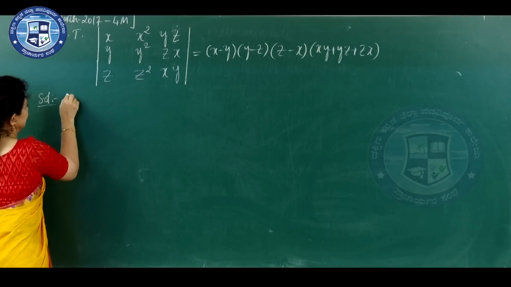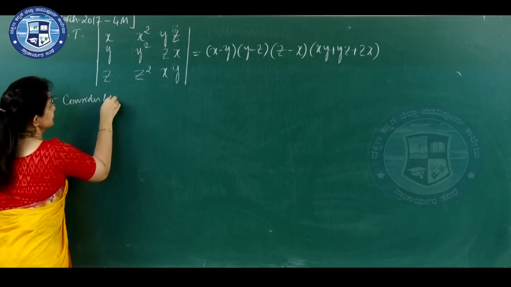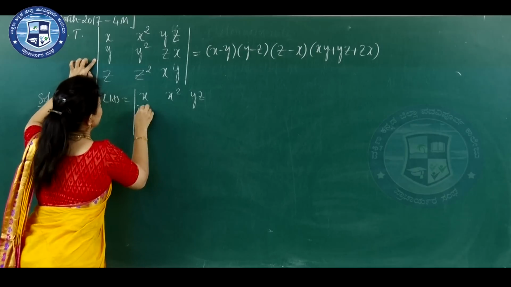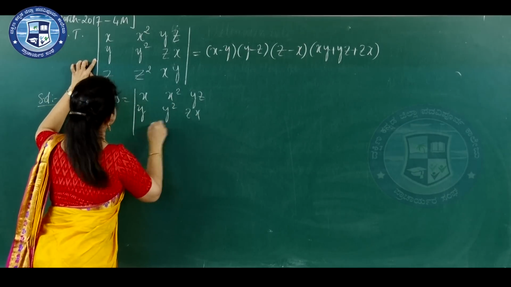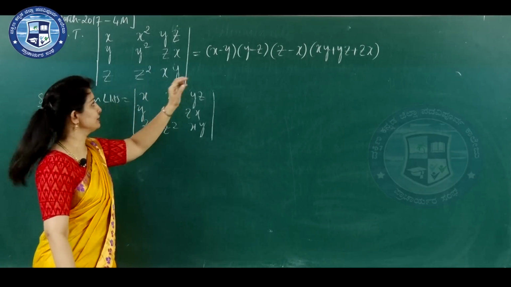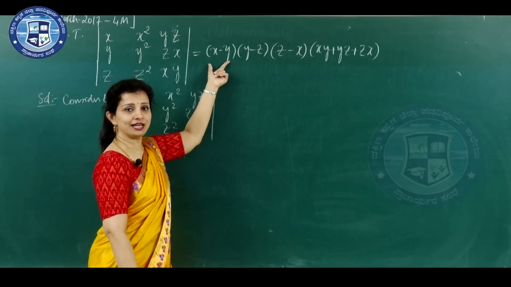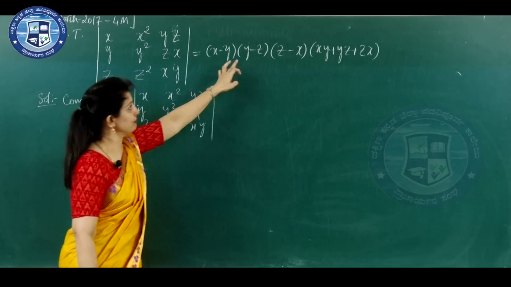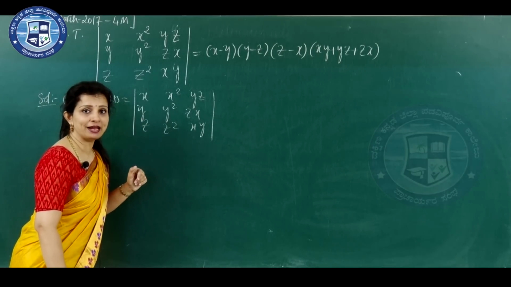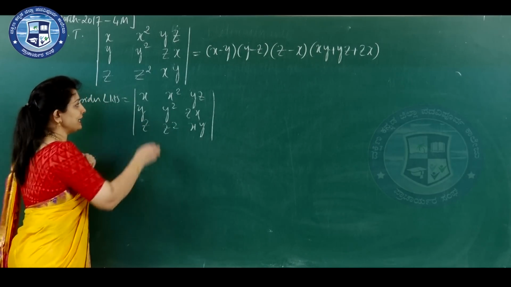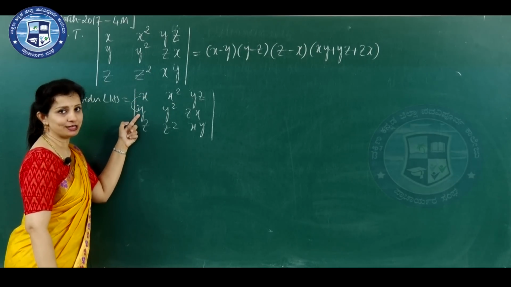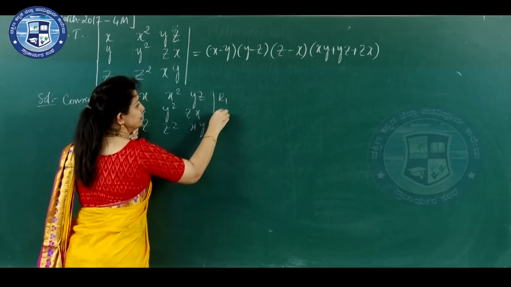Solution, consider LHS, which is equal to x square yz, y square zx, z square xy. Look at the RHS, what do we have to get? Which are the factors? We have to get x minus y, y minus z. It is possible to get y minus z while applying the operation. Which operation can be applied? X minus y, look at this, here is x and y, it is possible to apply like this. This is R1, R2, R3.